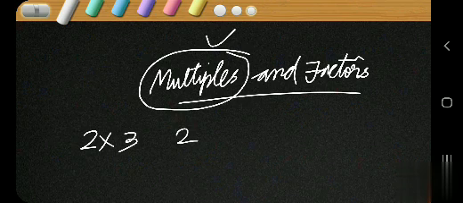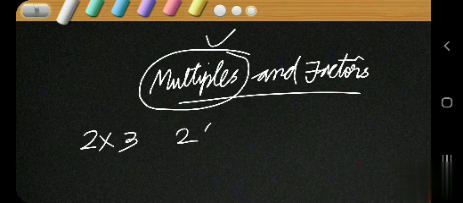Suppose 2 is the given number. Then the multiple of 2 means what? The product of 2 and any other number is known as a multiple of 2.